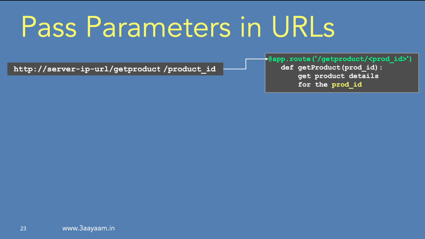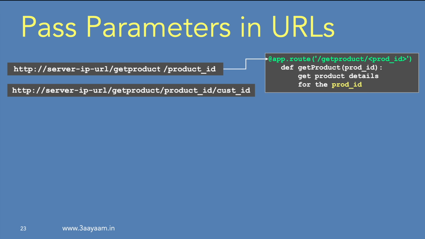What if we want to pass multiple values? Let's say I want to find out the information for a product ID and a customer. And in that case, the URL would be something like this. The URL might be a little confusing. Let me change it. And this is what I meant. We'll be passing the actual value of the product ID and the customer ID.